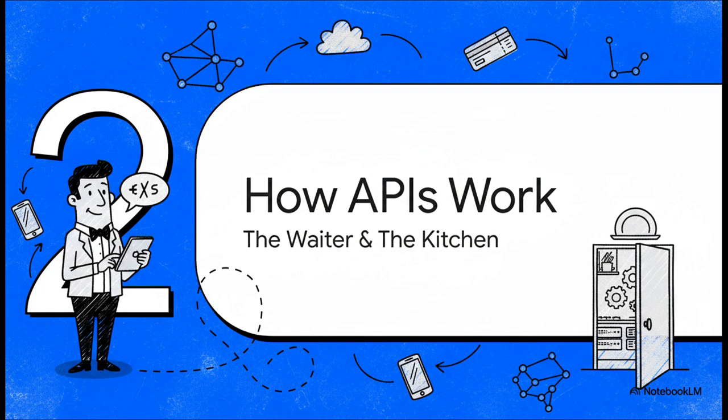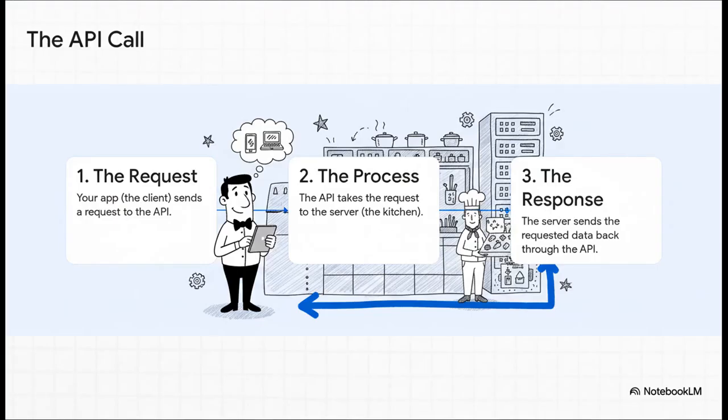All right, let's go back to our friendly neighborhood waiter for a minute. We get the big picture, but let's look at how this actually works in practice. What does that conversation between you, the waiter, and the kitchen actually sound like in the digital world? It's really just a simple little loop called a request-response cycle. It goes like this. First, your app, that's the client, sends out a request. That's you telling the waiter your order. Second, the API takes that request to the server, our kitchen, which gets to work and processes it. And finally, the server sends a response back through that same API. That's the waiter bringing your food, or in our case, the exact data your app asked for. That's it.